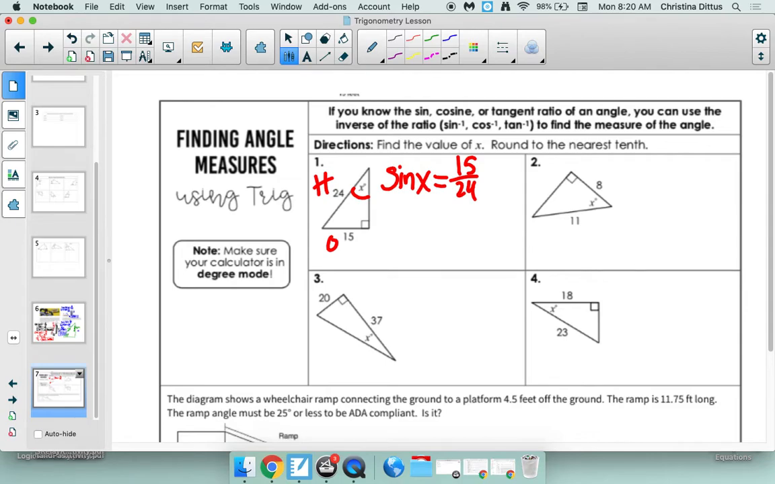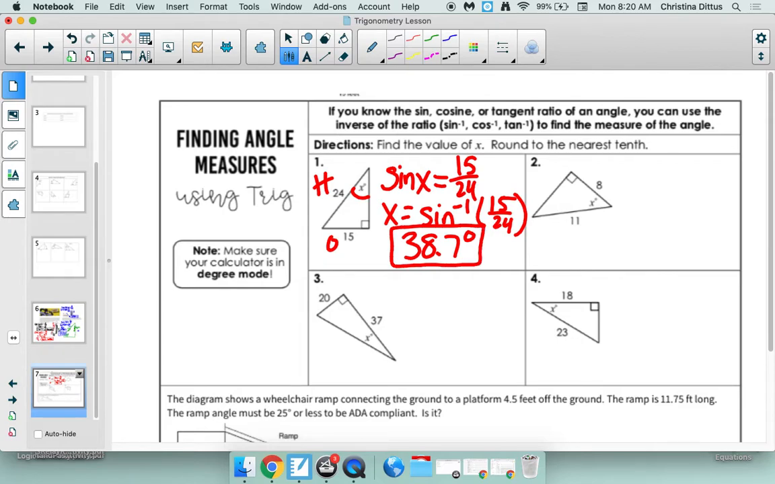Questions on this step? To find our angle measure, all you're going to do is put the sine -1 and then put that fraction into your calculator. If you have a smaller version of these, you might have to put your fraction in first and then hit sine inverse. So if you hit second sine 15 over 24, you should get 38.7 degrees.